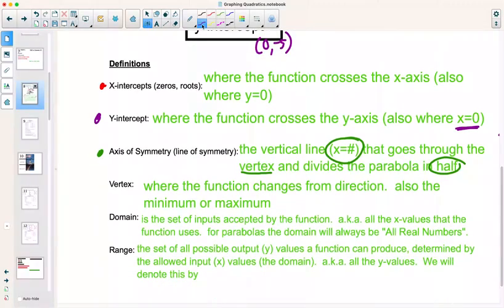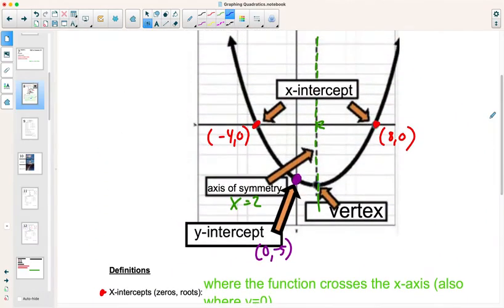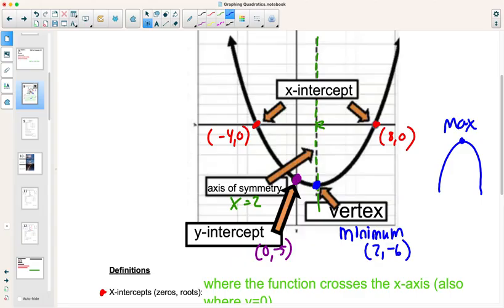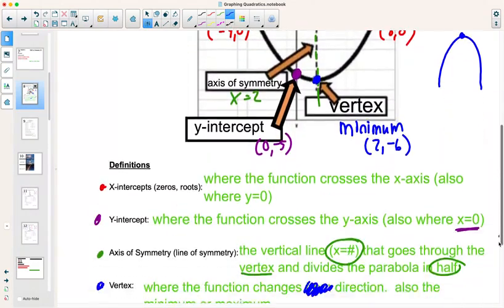The vertex. The vertex is where the function changes direction. Sorry, I think I mixed that up. It changes direction. Also the minimum or maximum. So what we got here, this is the vertex right here. It's at a minimum. Some vertexes are at a maximum, like if the parabola looks like this, that would be a maximum. The vertex is at this particular point. That looks like it's probably at (2, -6) or something like that. Okay, that's the vertex.